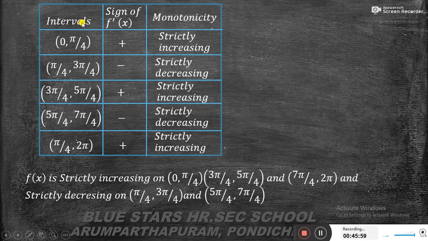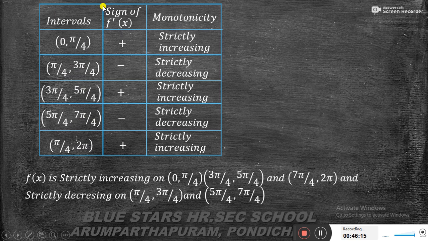Next, intervals. I make the table: intervals, sign of f dash of x, monotonicity. The intervals are 0 to pi by 4, pi by 4 comma 3 pi by 4, 3 pi by 4 comma 5 pi by 4, 5 pi by 4 comma 7 pi by 4, and 7 pi by 4 comma 2 pi.